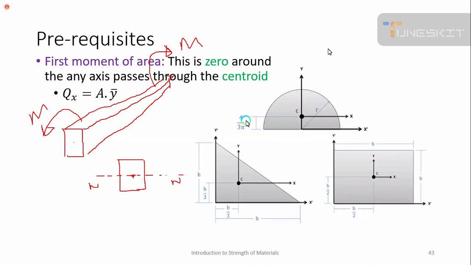Assume it is not symmetrical, like this T shape. So this is a beam cross section. Okay. Assume it is a T shape beam. It's a beam. Okay. Beam is here.